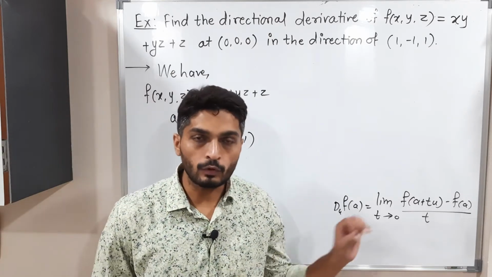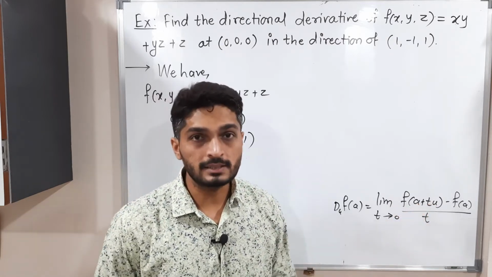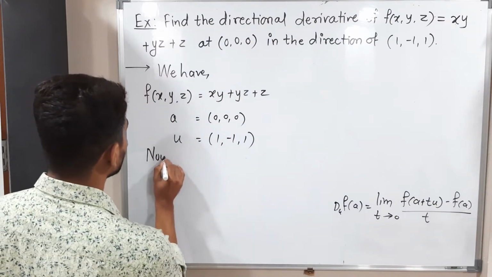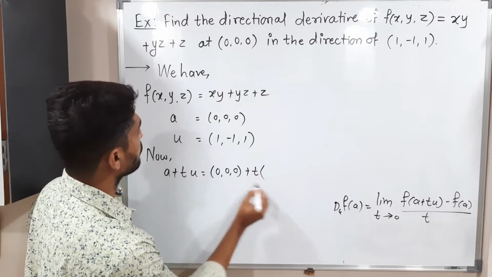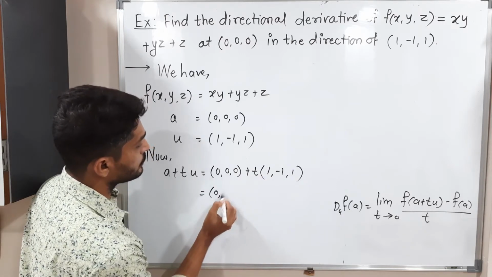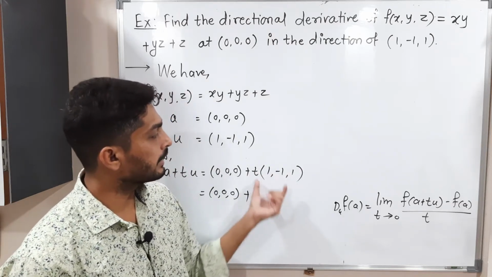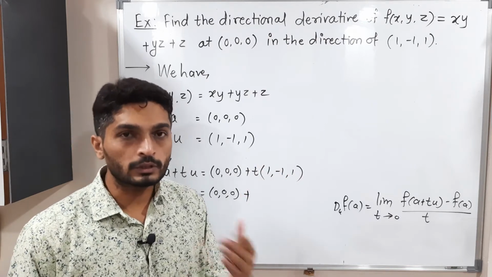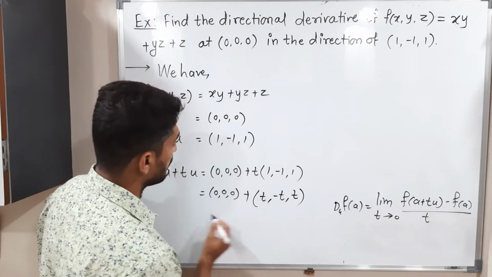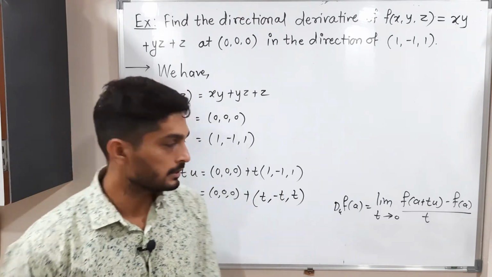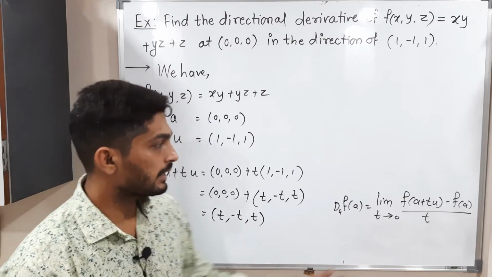So see, we will not directly go for the definition. First of all, we will find out a few basic things and then we'll go for the definition. So let us start to find a plus tu, since we want a plus tu there. What is my a? It is (0, 0, 0) plus t times u, which is (1, -1, 1). When I multiply any element of R3 by a number, we need to multiply each component. So 1 times t is t, t times -1 is -t, t times 1 is t. After that, we have to add, and that addition will be component-wise. So 0 plus t is t, 0 plus -t, and here t. In this way, we calculated a plus tu.